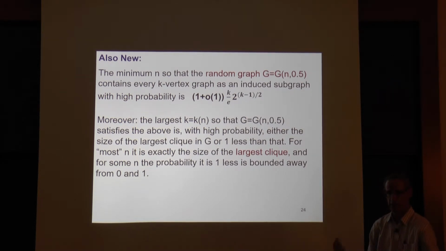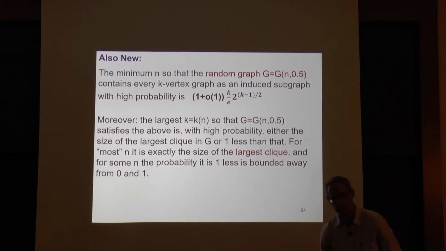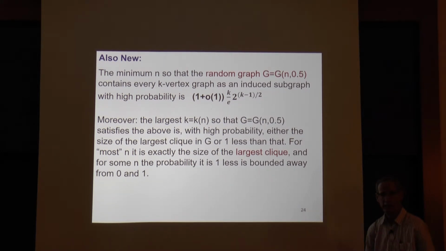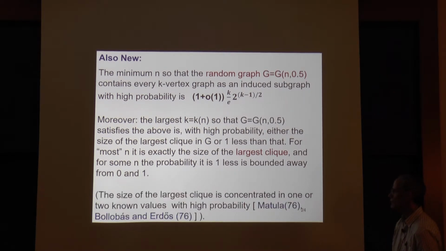Okay, but the difference, with very high probability, meaning with probability that tends to 1 as n tends to infinity, can be only 1. And for most values of n, in some well-defined way, it will not even be 1. It will be the same value. And I wrote here that the size of the largest clique in a random graph is known very accurately. It is known that it is concentrated in 2 consecutive values, and for most values of n in 1 value, and this value is completely understood.